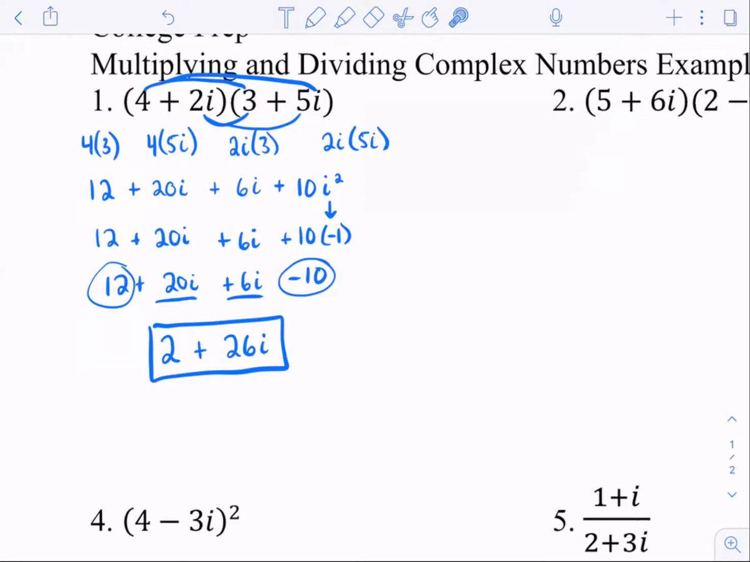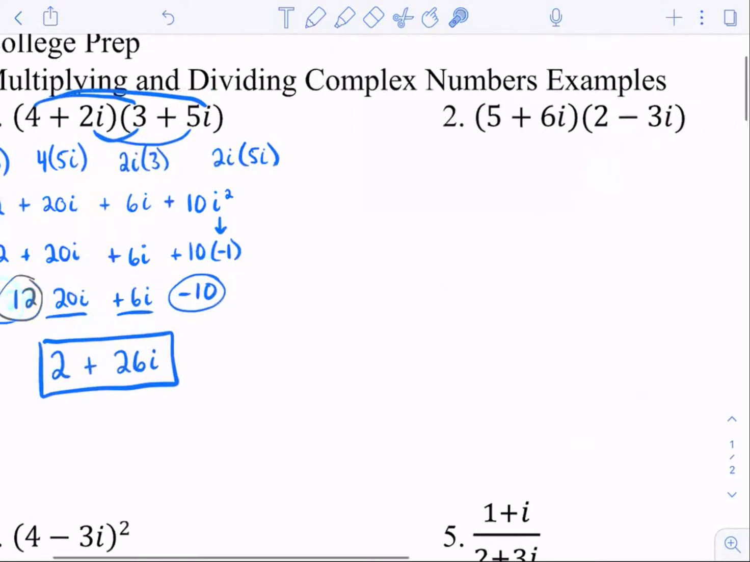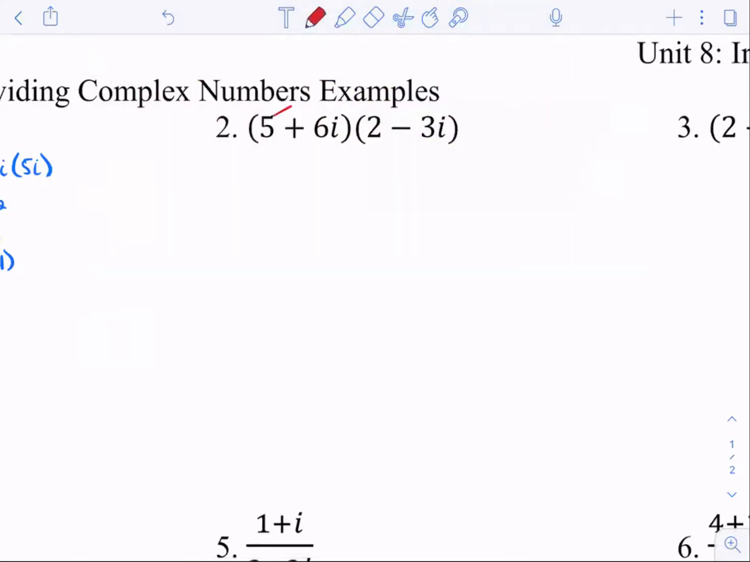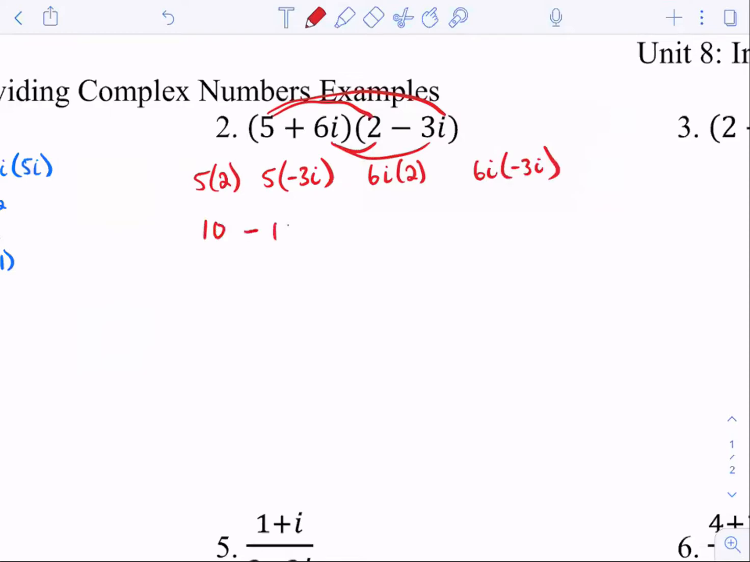So just keep watching. I'm going to continue doing some practice of this multiplication. Here's another example. So I have to do 5 times 2, 5 times negative 3i. Make sure you're doing all the signs. 6i times 2, and then 6i times negative 3i. So I get 10 minus 15i plus 12i. 6 times 3 is 18, negative 18i squared. Now since i squared is negative 1, this becomes positive 18.